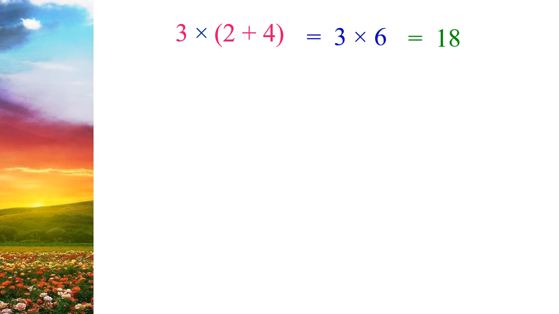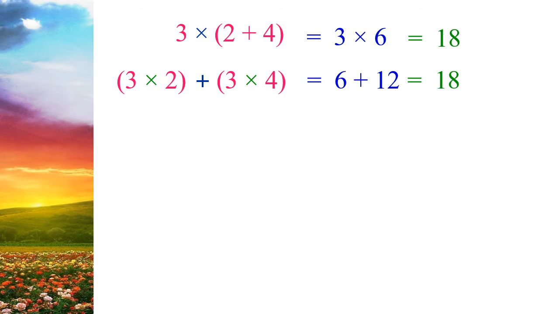The second method, 3 multiply by each number and then add the values. So that is 3 into 2 equal to 6, 3 into 4 equal to 12. So now we want to add the values. So 6 plus 12 equal to 18.